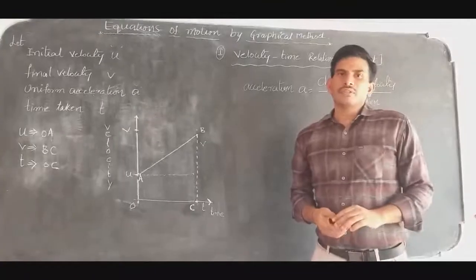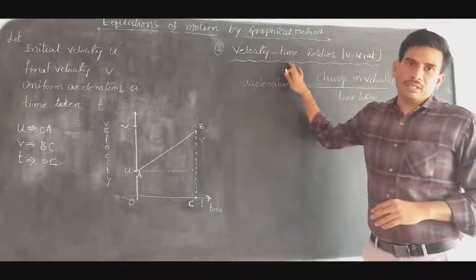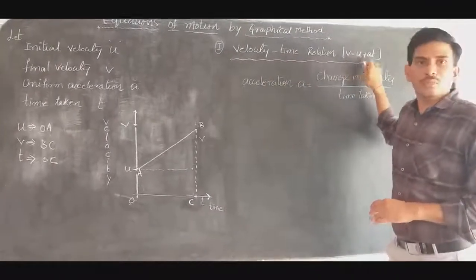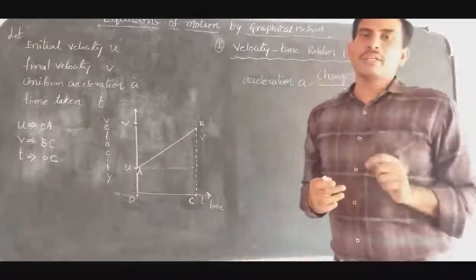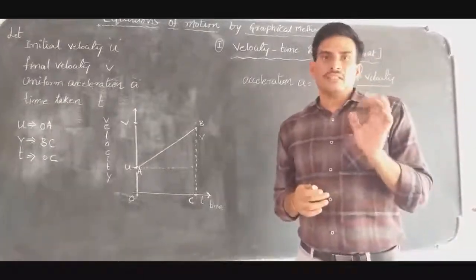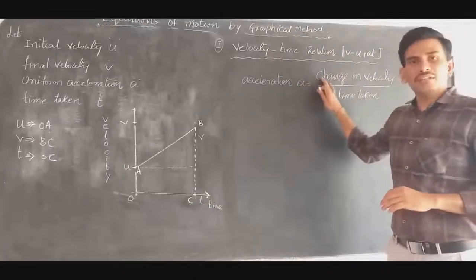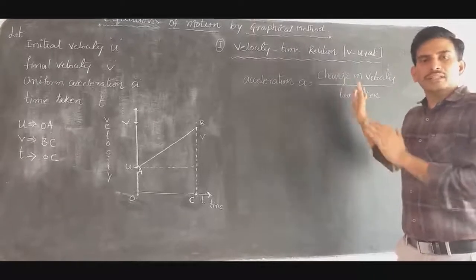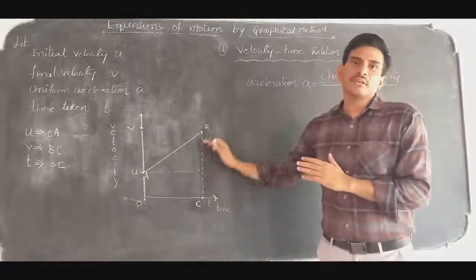Okay. First equation of motion. The first equation of motion we generally call the velocity-time equation. Here you can see that v equals u plus at. To derive the first equation of motion, only one point you need to remember, that is acceleration. What does acceleration mean? Acceleration means change in velocity by time taken. This acceleration information you need to represent by the graphical method.